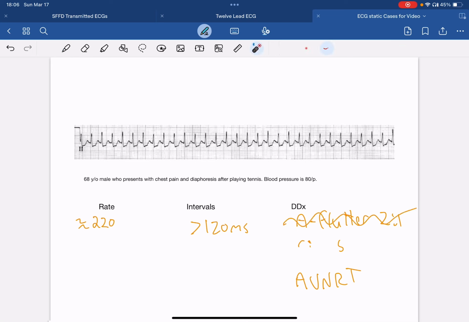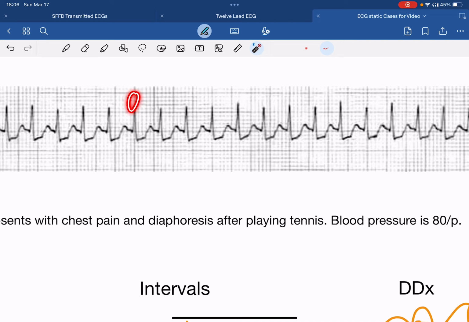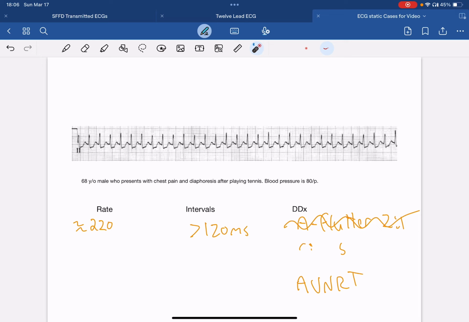Finally, we're left with AV nodal reentry tachycardia. And this is going to be the more logical diagnosis, not only because we've effectively eliminated sinus and A flutter with 2-to-1 conduction, but the rate is just too fast for it to be either of these two. Additionally, if we look at each individual R wave, we can tell that if we were to measure this one and this one, we would essentially have the same distance as far as R waves are concerned throughout the entire strip, and that is very, very specific for AV nodal reentry tachycardia.